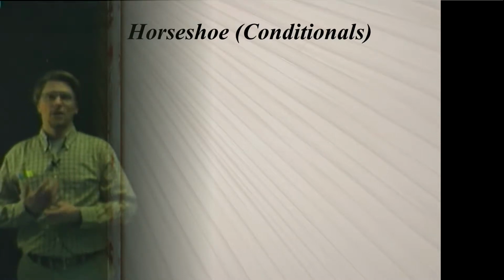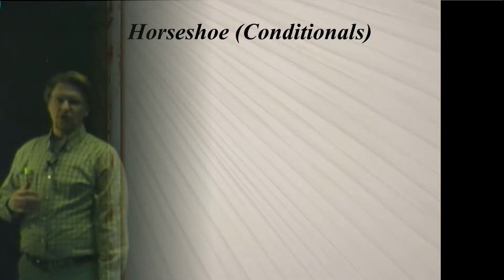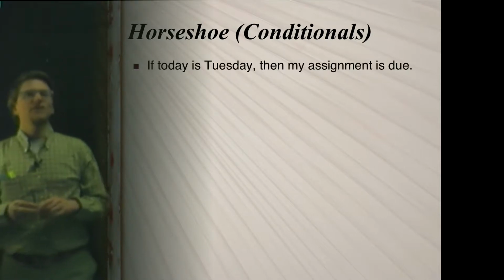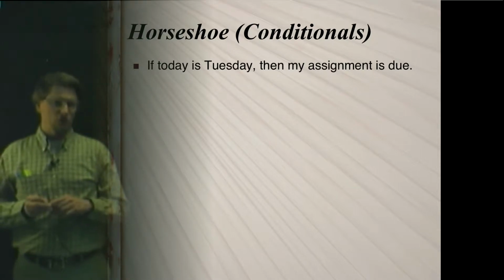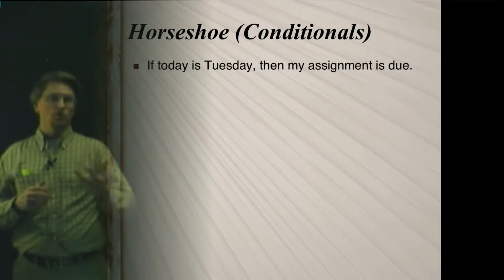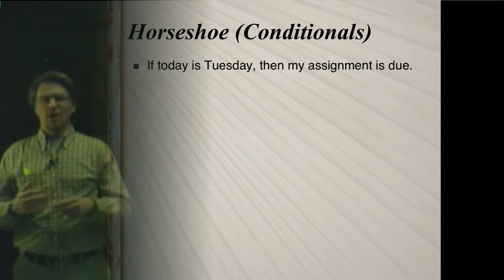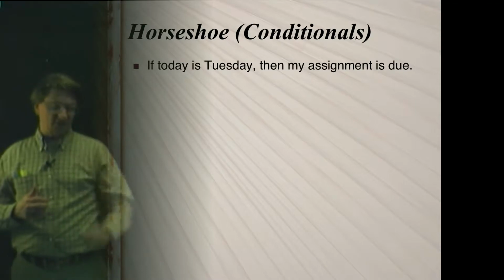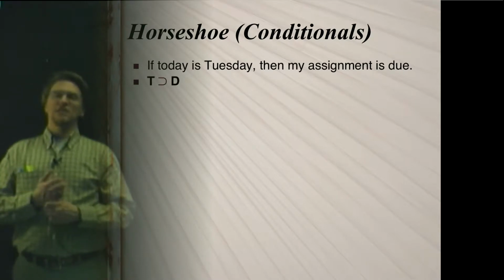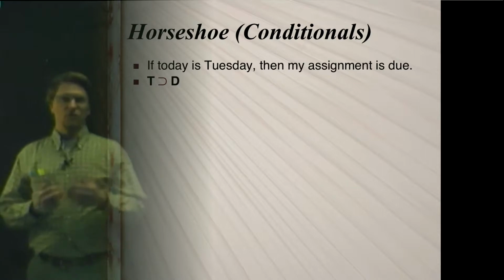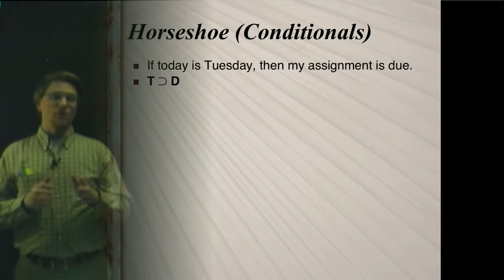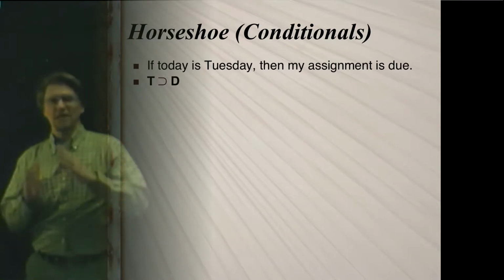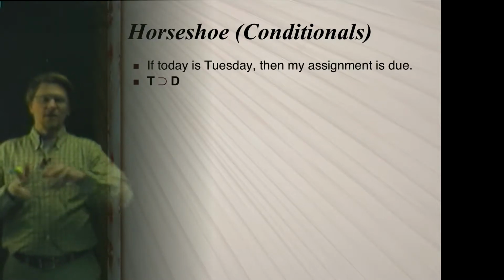Horseshoe is our next logical operator. And so horseshoes, again, deal with if-then statements, conditional statements. So I might tell you, if today is Tuesday, then my assignment is due. Now, the key to understanding how the horseshoe works is to understand that the horseshoe will always go in the place that the word then would go in the sentence, if it has one. And so what this turns into is T horseshoe D, T standing for today is Tuesday, D standing for my assignment is due. So what T horseshoe D says is, if today is Tuesday, then my assignment is due.